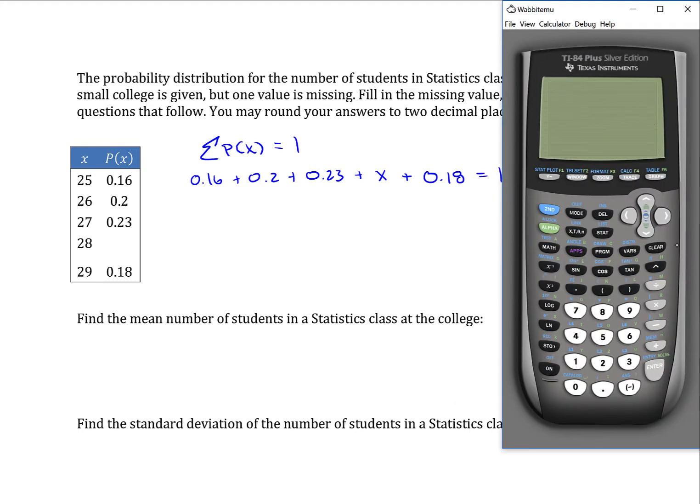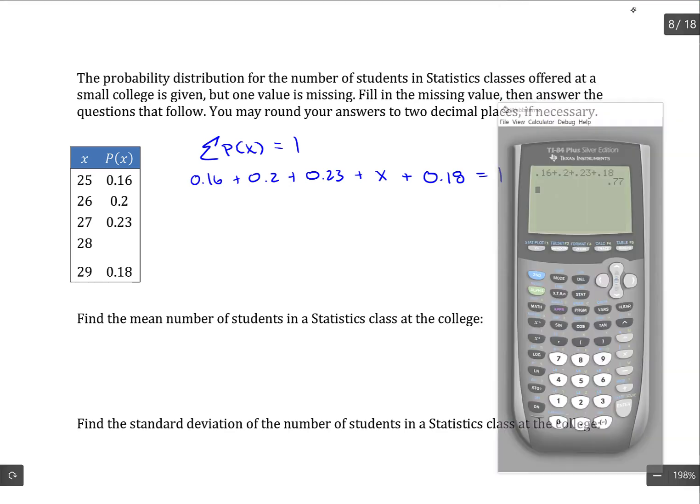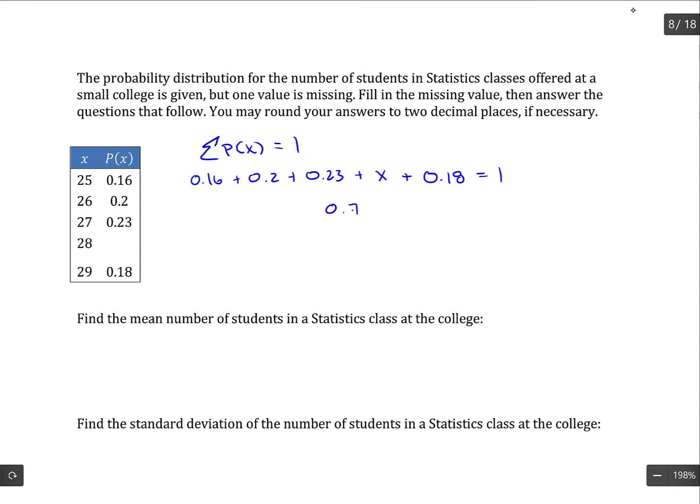On the left-hand side of this equation, 0.16 plus 0.2 plus 0.23 plus 0.18, that all adds up to 0.77. So 0.77 plus some missing probability is equal to the total 1. Now, this is a simple linear equation in algebra, and I can solve that if I subtract 0.77 from both sides, which will leave me just the value of the missing probability, and that is 0.23.